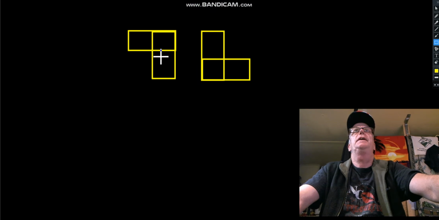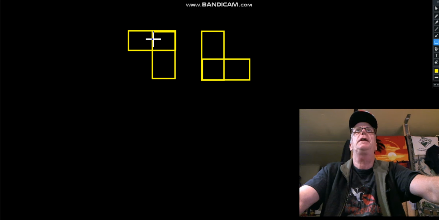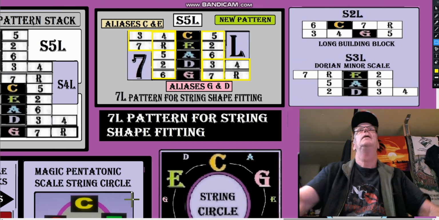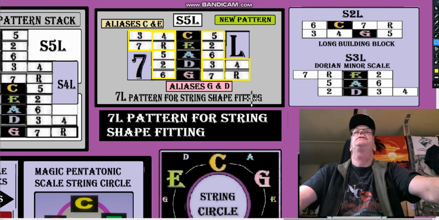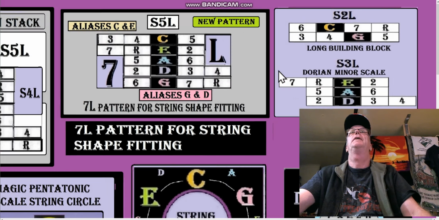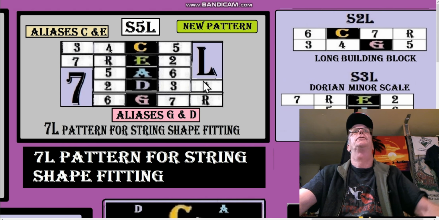So this is the S5L. It's 5 strings long, and this is the shape of the pattern. There's your 7 and there's your L, and that's about as 7 and L as it's gonna get. Alright, so this is the new pattern here. Now I'm going to take the highlighting off and we're going to look at it a little closer.